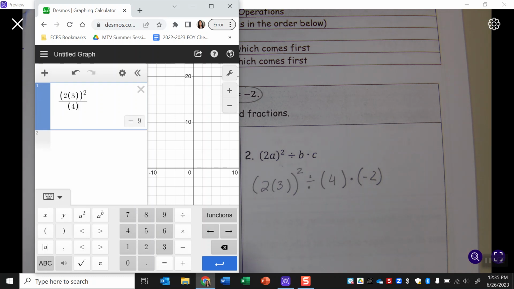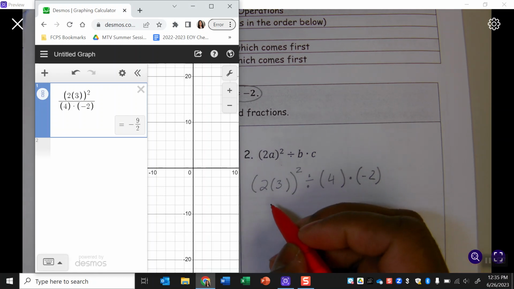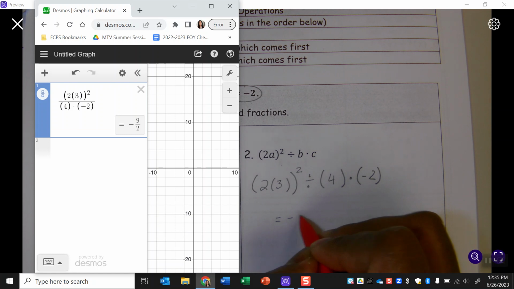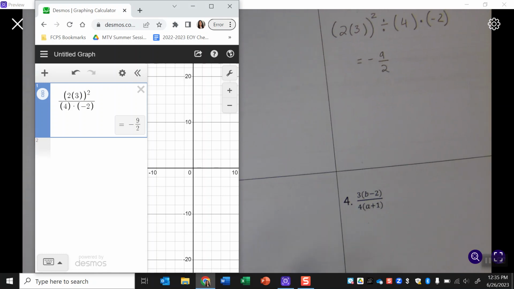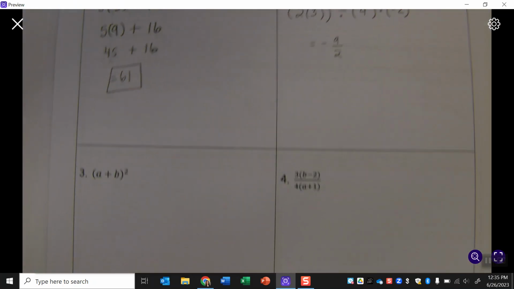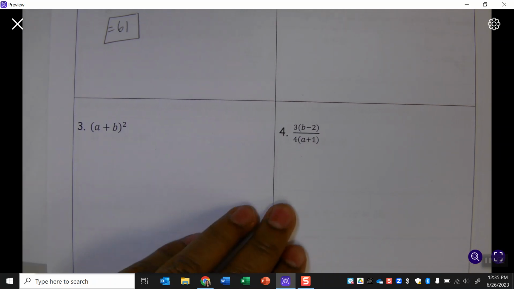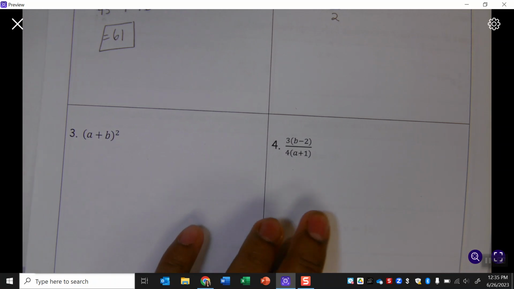So 4 times parentheses -2. I'll go ahead and press the fraction button here just so I have it. That is going to end up being -9/2. Okay. I'll go ahead and have you try 3 and 4. You can pause the video, try those out, and then let me know. I'll come around and check that. Okay.